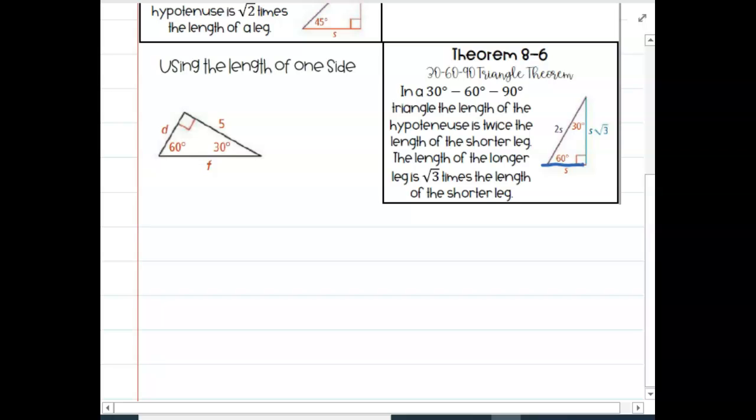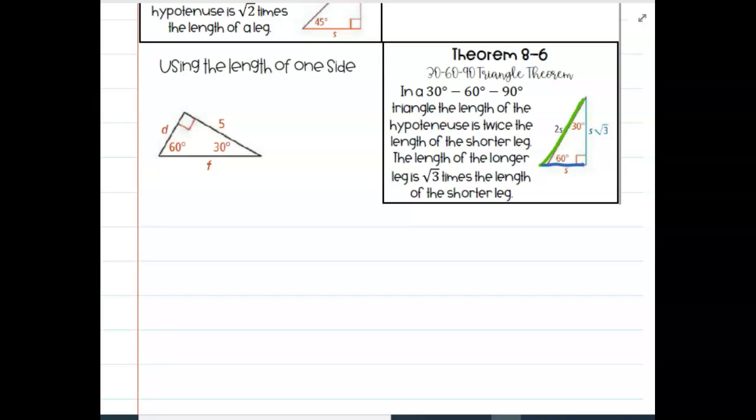Now, the hypotenuse, this is an easy relationship, easier than the other one. Once you know the length of the shorter leg, the hypotenuse in a 30, 60, 90 triangle is always going to be twice that. So if the shortest leg is 5 in a 30, 60, 90 triangle, the hypotenuse is going to be 10. It's double it every single time.